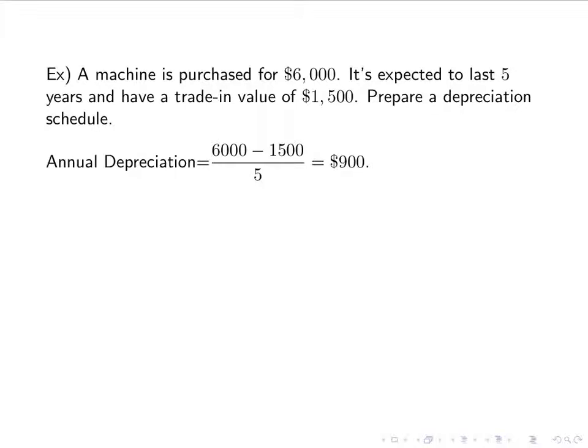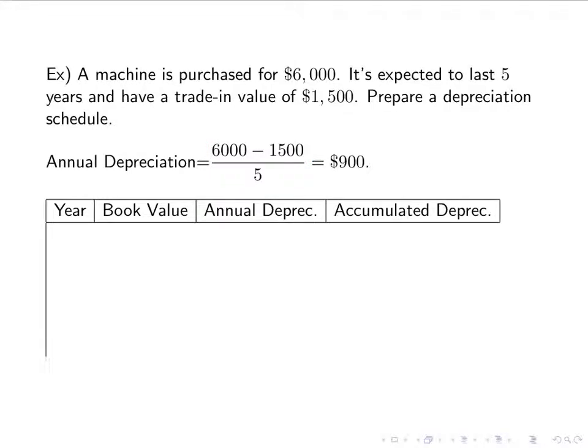On your calculator, remember that a calculator will do order of operations, so you need to include parentheses if you're going to do it all at once. Next is we set up what's called the depreciation schedule. So the depreciation schedule has 4 columns. The first one is year, then book value, annual depreciation, and accumulated depreciation. The year is going to start at 0 and go through how many years it has for its useful life. So we have 0, 1, 2, 3, 4, 5.